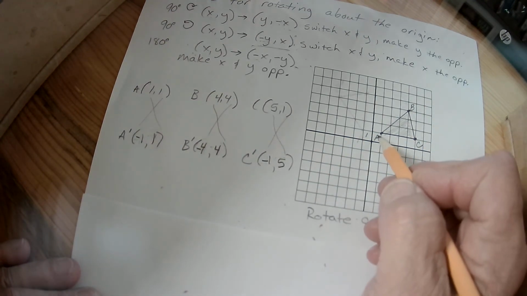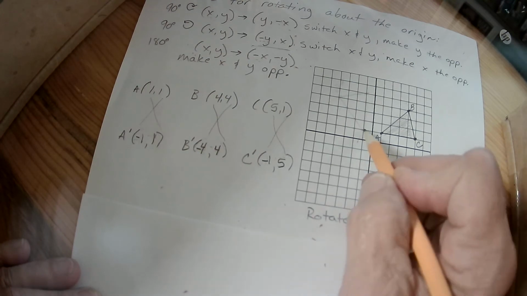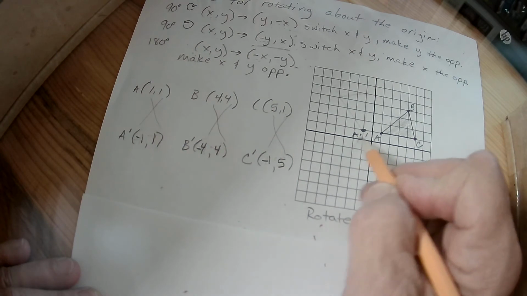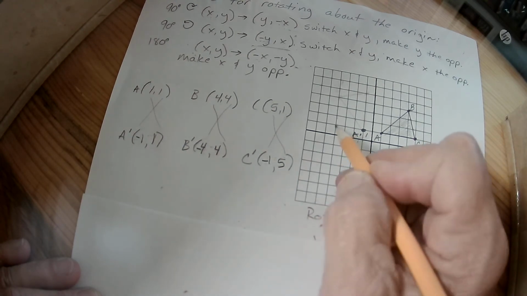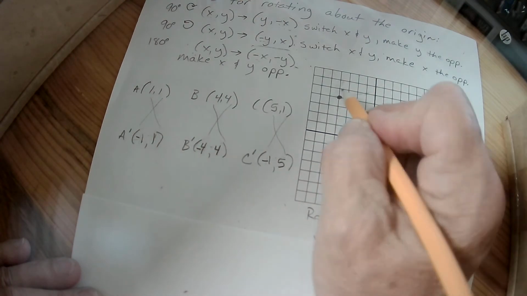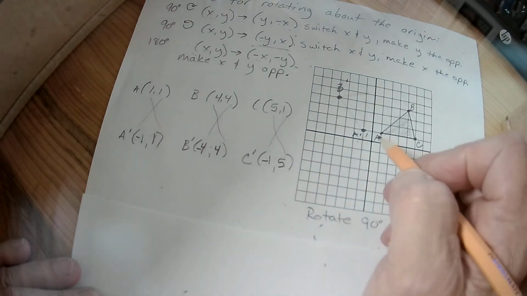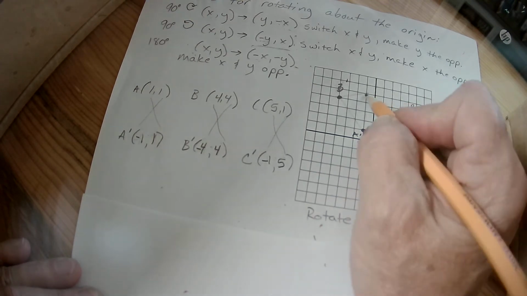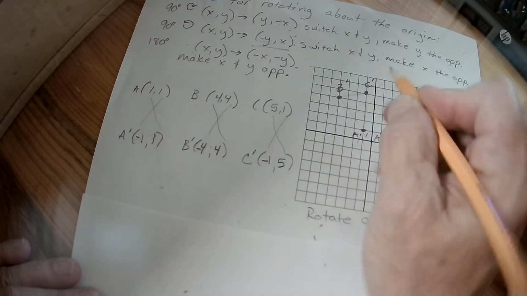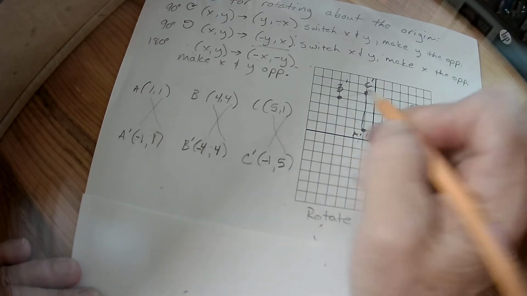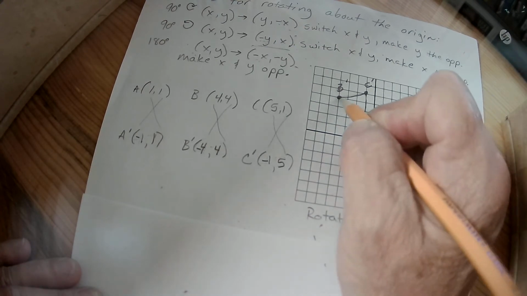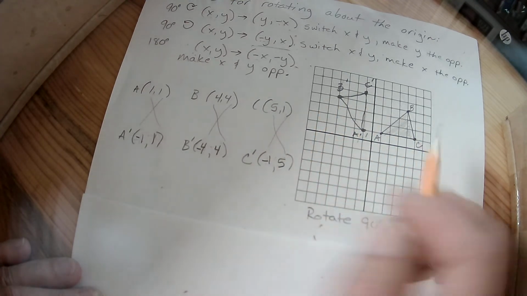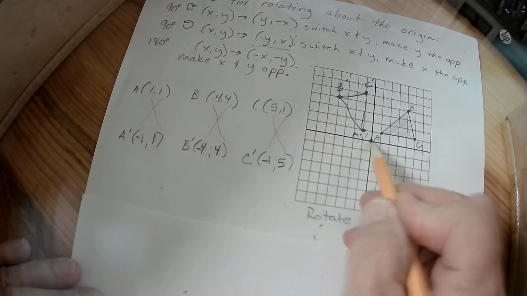So, A prime would be at -1, 1. B prime is at -4, 1, 2, 3, 4. Positive 4. And C prime is at -1, 5. And you can see that this is the image after we've rotated this counterclockwise about the origin right there.